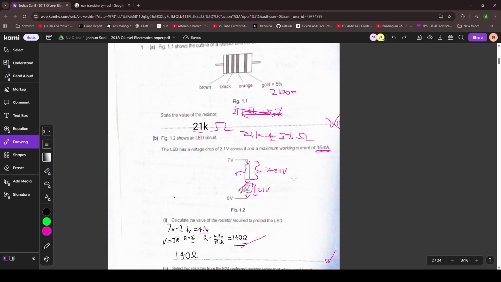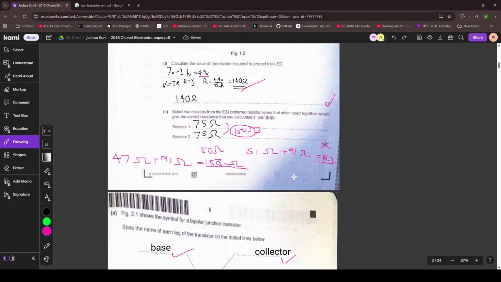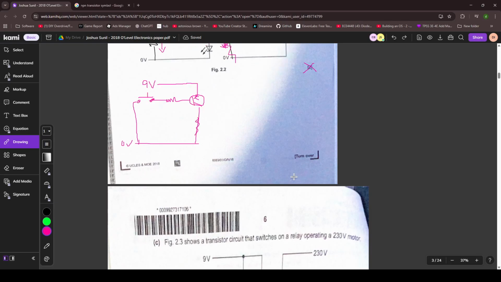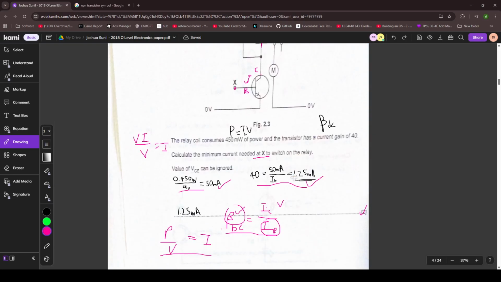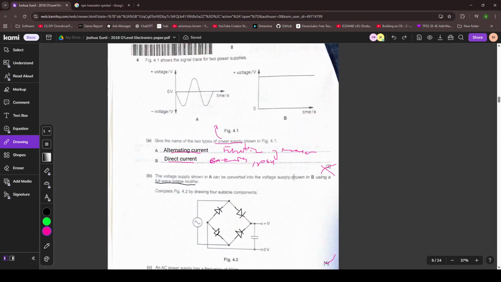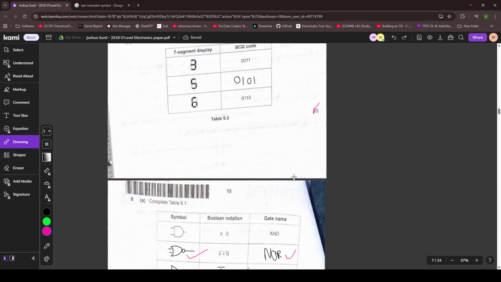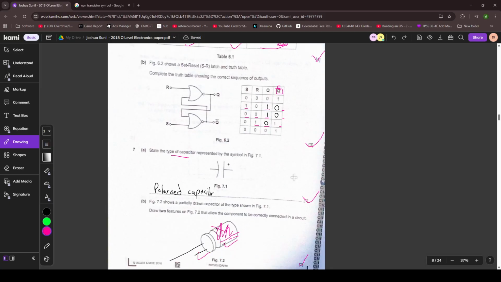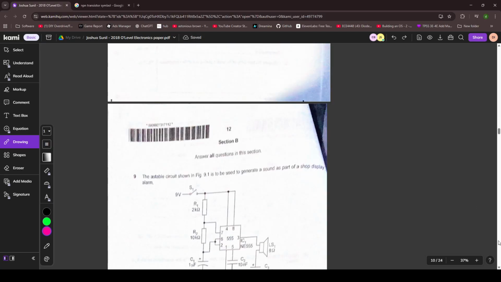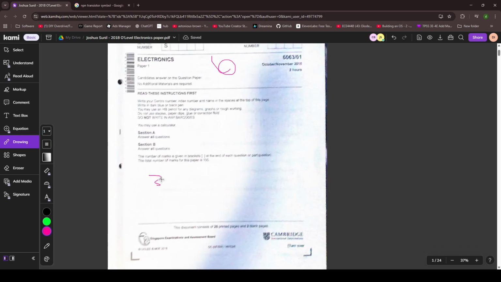Section A is gonna be out of 40. So let's see. 3 plus 3 plus 2 plus 2 plus 4 plus 1 plus 2 plus 2 plus 4 plus 3 plus 1 plus 2 plus 1 plus 1. Okay, 31, that's not bad. 31 out of 40 is not bad.